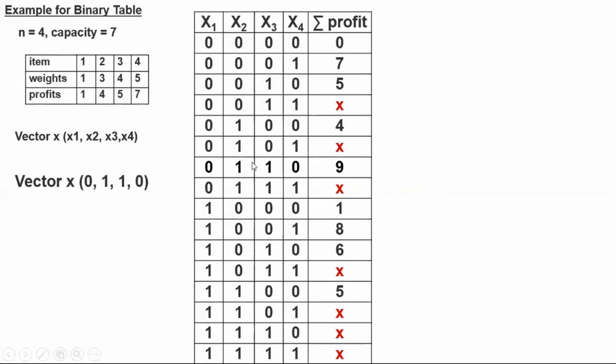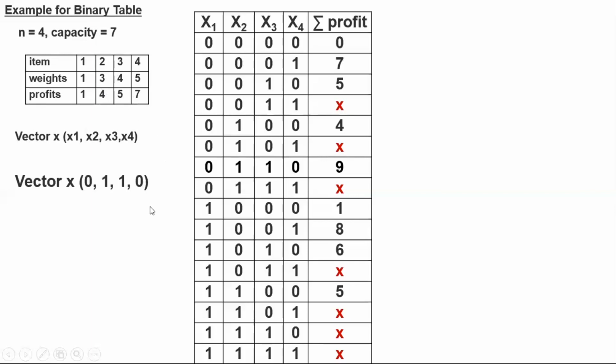this corresponds to the vector 0, 1, 1, 0, meaning that we have to select item 2 and 3. And really, item 2 and 3, the weight is 7, and the profit is 9.